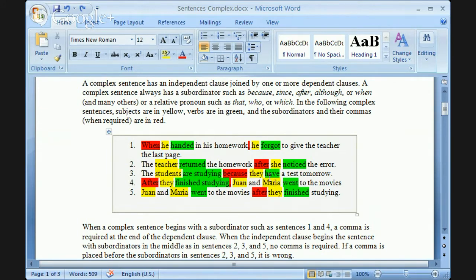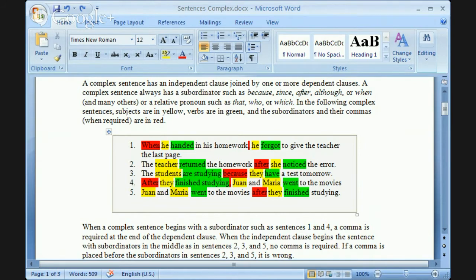"He forgot to give the teacher the last page" is an actual sentence. It is an independent clause. I can reverse that, of course: The teacher returned the homework after she noticed the error, or he forgot to give the teacher the last page when he handed in his homework. I don't need a comma if my dependent clause follows my independent clause.